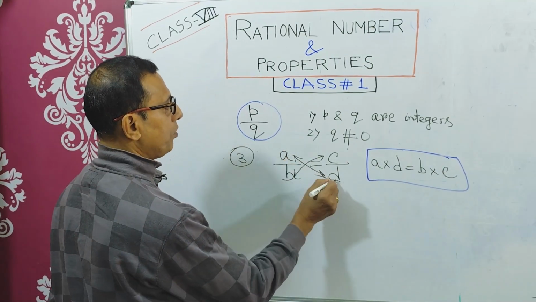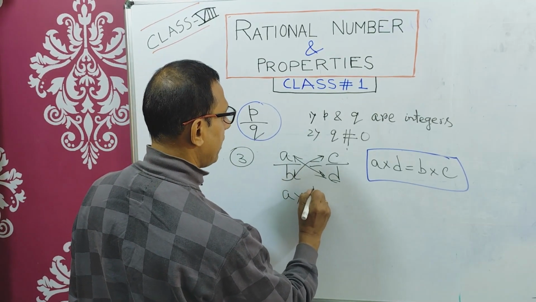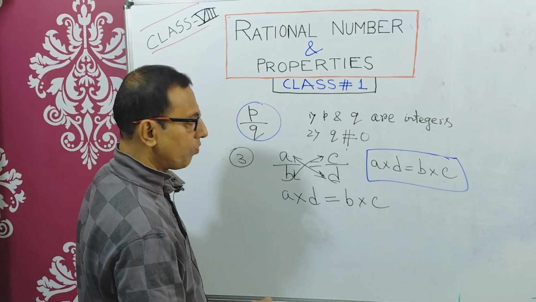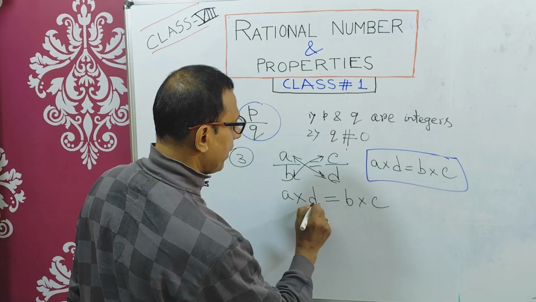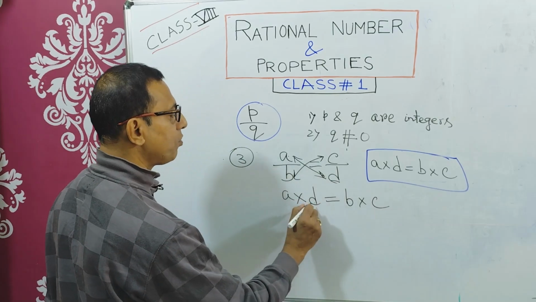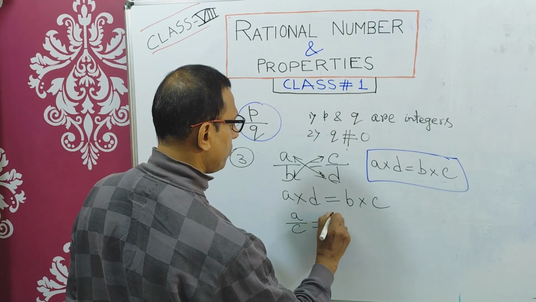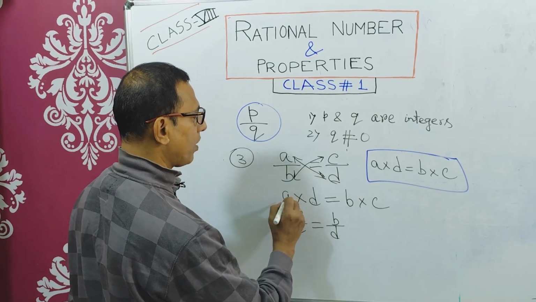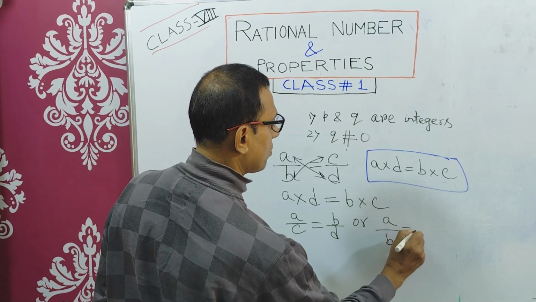A into d equals b into c. In the same manner, conversely, if the relationship is given a into d equals b into c, you can bring one numerator to the opposite side denominator. So how can you write it? If a into d equals b into c, either you can say a by c equals b by d, where c is coming to this side and d is coming to that side, or a by b equals c by d.